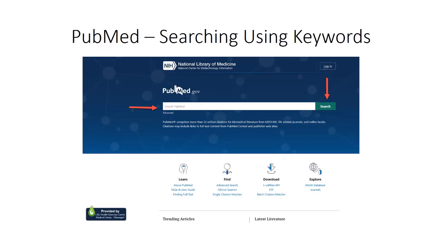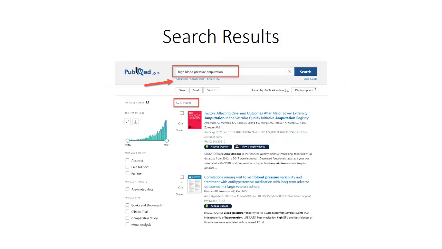Going back to our example of a patient who is an amputee with high blood pressure, type in high blood pressure amputation and click on Search. We have 1,247 results for article citations in PubMed for the keyword search high blood pressure amputation.